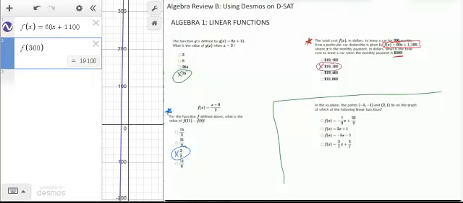Any questions on that, just using function notation directly in the calculator?